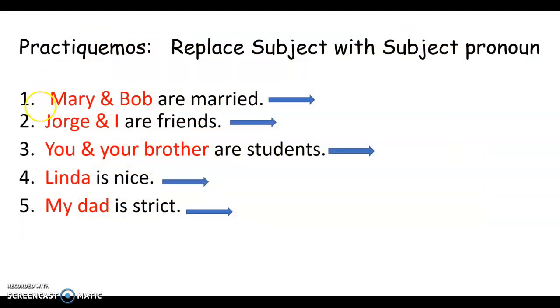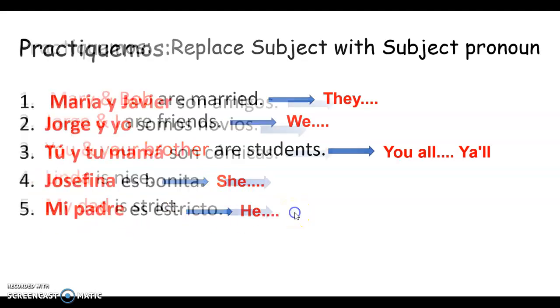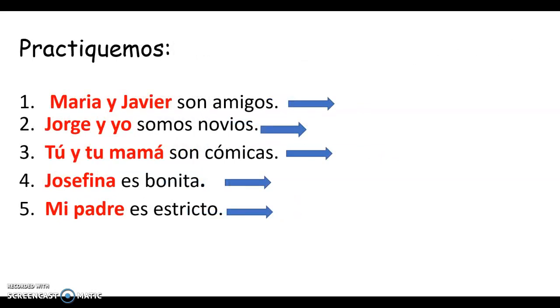Practiquemos. So for this, we're going to replace the subject in red with our subject pronoun in English. This should be easy for you. Mary and Bob would become, that's right, you guessed it, they. George and I, anybody and I, becomes we. You and your brother, anybody and you, becomes you plural, or you all. Linda is nice, she. And my dad is strict. My dad would be replaced with he. Let's see how you do in Spanish. You can pause the presentation and I'll give you your answers on the next slide.